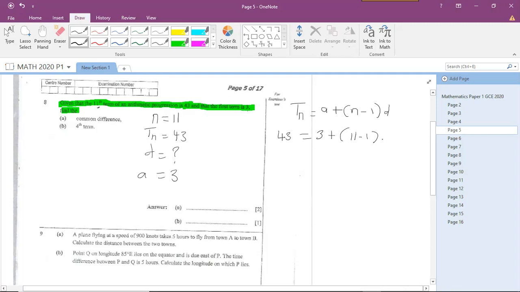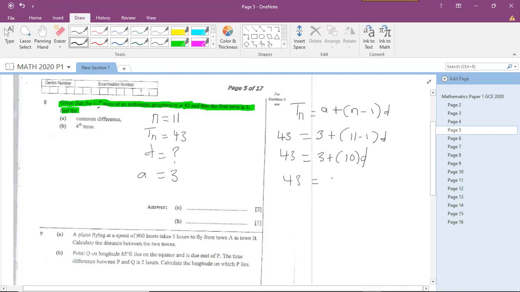And what do we want to find? The common difference. This whole thing becomes an algebraic equation. And now how do we solve an algebraic equation? We expand and collect like terms, make D the subject. So this would be 3 plus, 11 minus 1 is 10, multiplied by D.